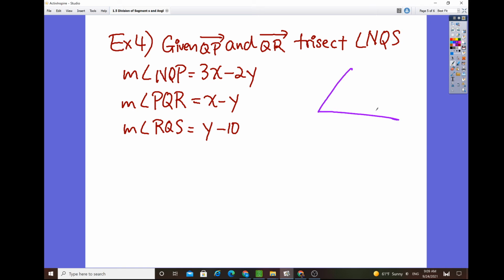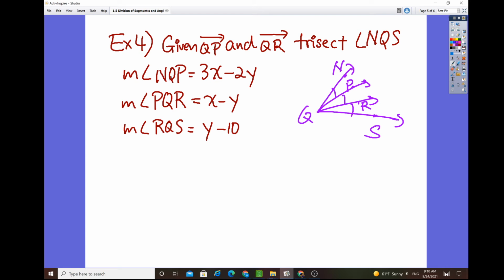So angle NQS, and then we do have two rays inside the angle: one is QP and the other one is ray QR. So again, trisect means all those three angles have to be congruent.